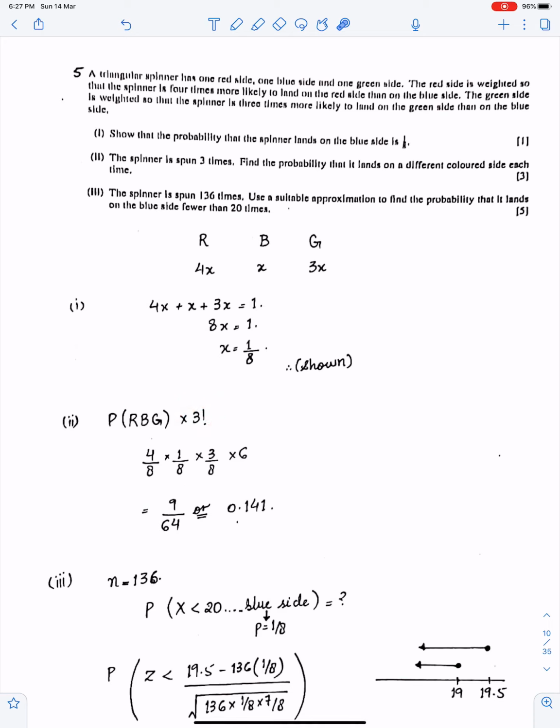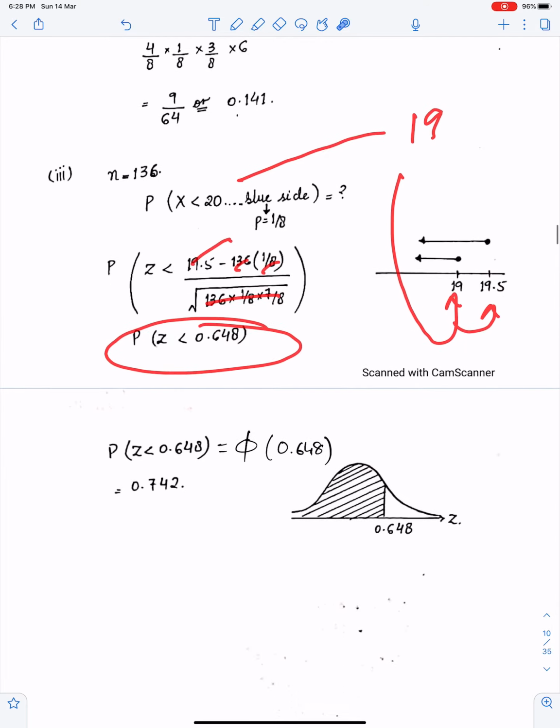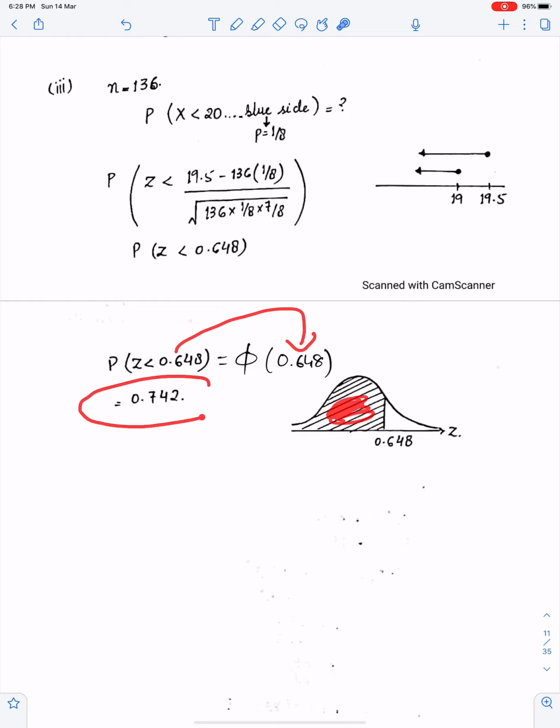The spinner is spun 136 times. Approximation means normal approximation. It lands fewer than 20 times on the blue side. So your P is this. And fewer than 20 means the first number should be 19. Take the upper bound. Here, NP, NPQ, and you can manage this yourself now. This is the large area, therefore this is the final answer.